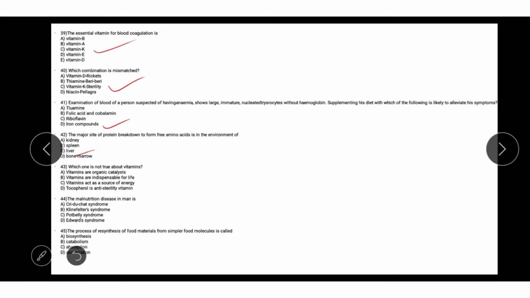The major site of protein breakdown to form free amino acids in the body is the liver. C option, liver. Which one is not true about vitamins? Vitamins are organic catalysts, it's correct. Vitamins are indispensable for life.